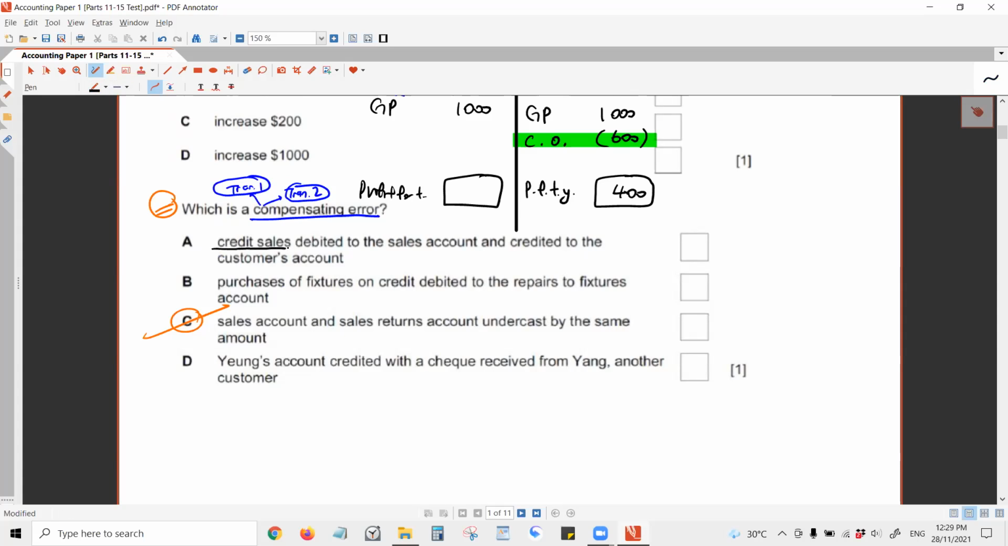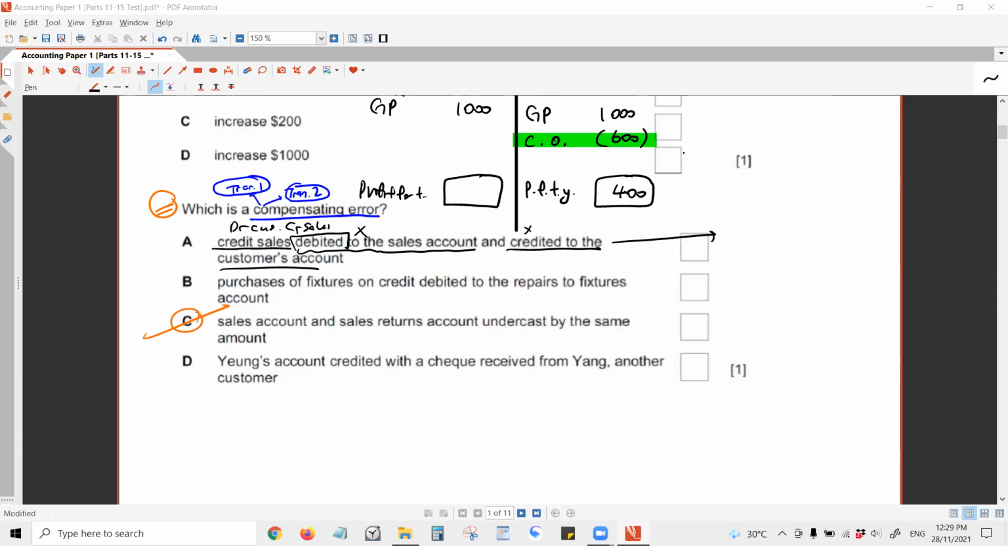A, credit sales. Credit sales means sell goods on credit. We should debit customer, credit sales account, right? Okay. They say they debited to sales account. Is this correct? No, they should credit sales, right? But they debited. And credited to the customer's account. No, they should debit, right? Anybody can tell me what error is this? Okay, in the chat box. What is the name of the first error? Quite simple.